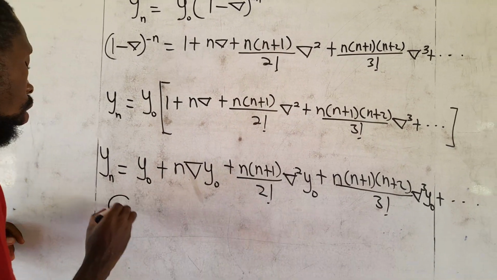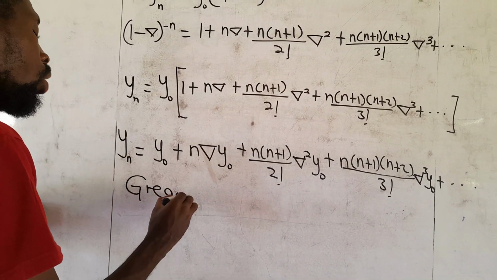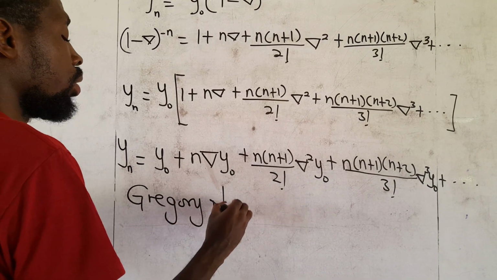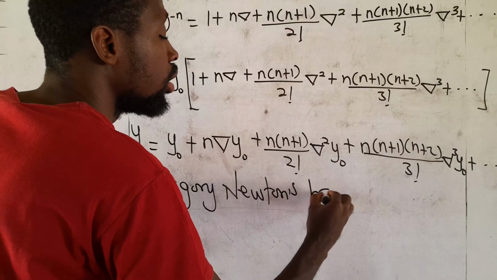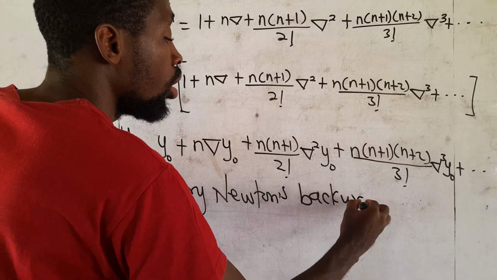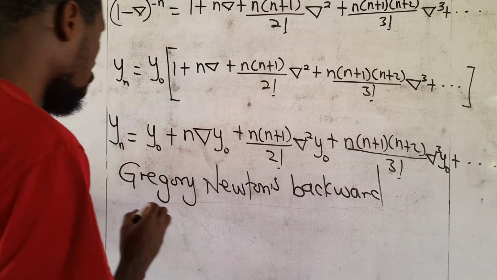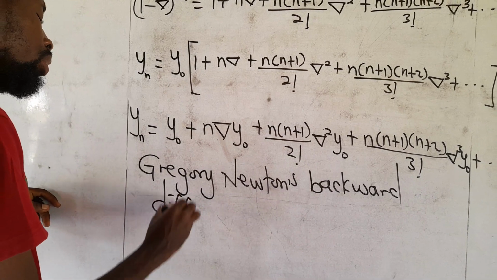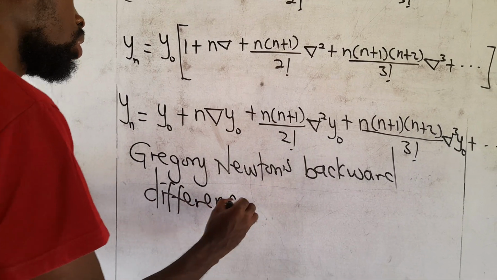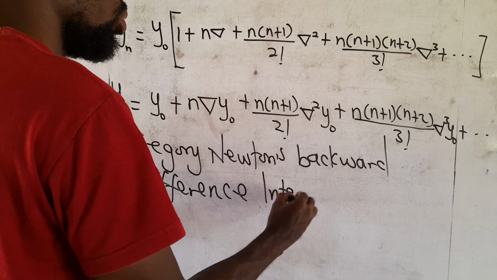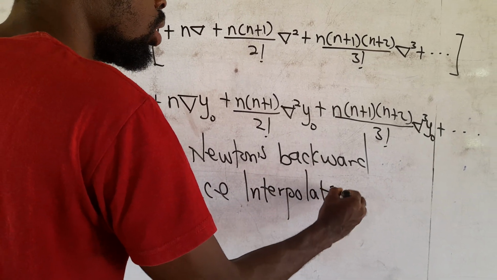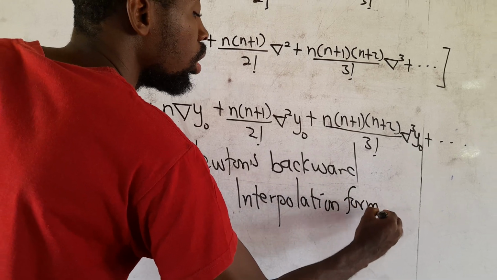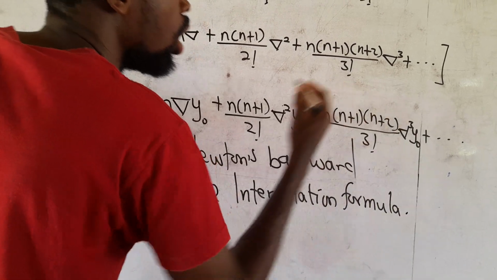This is called Gregory Newton's backward difference interpolation formula. I hope you get that.